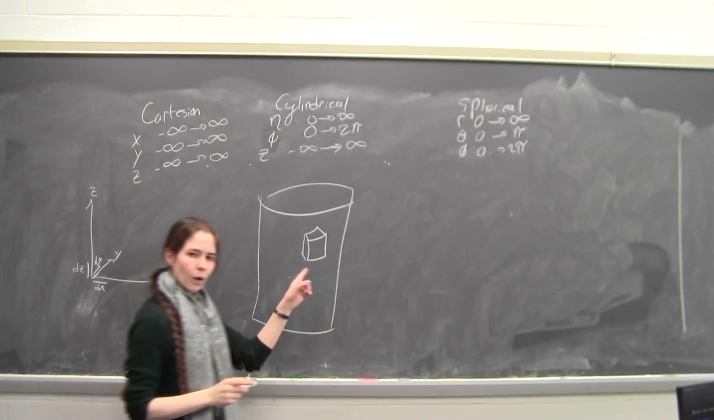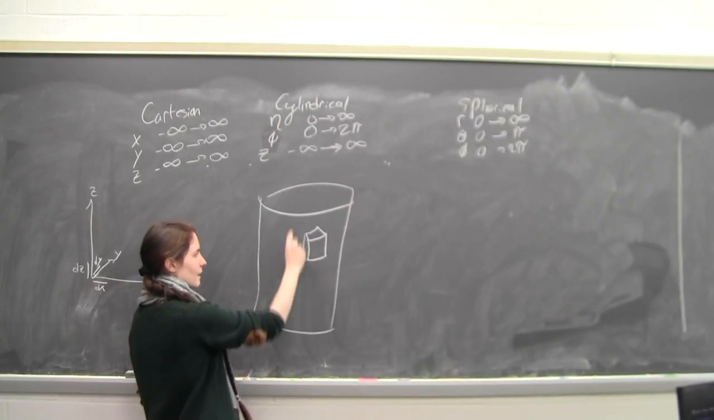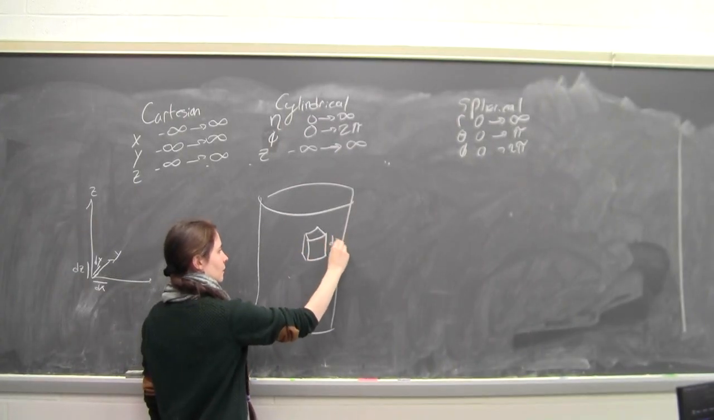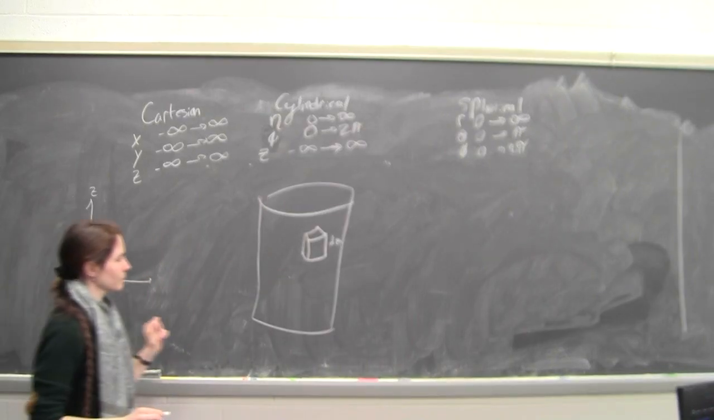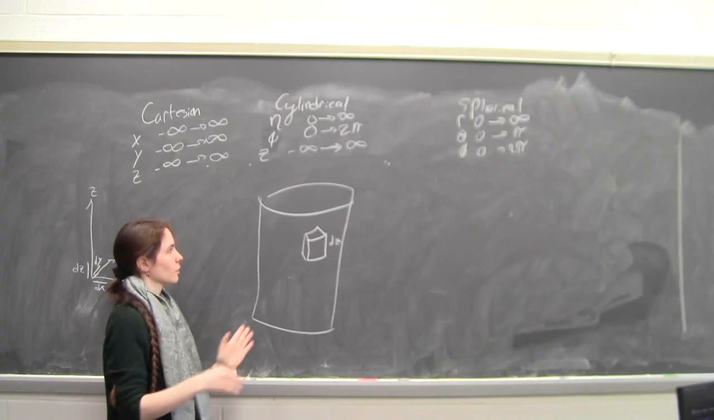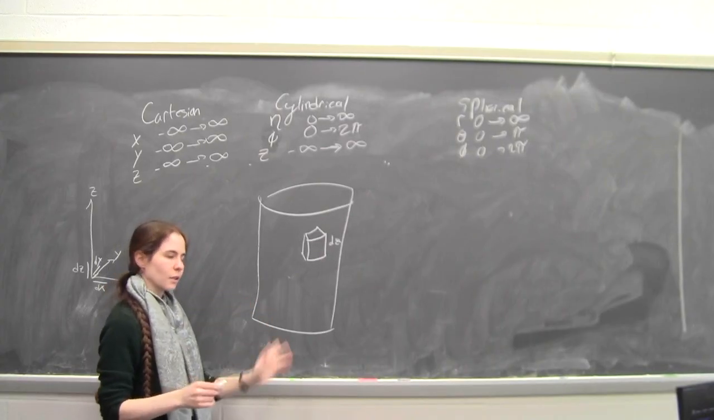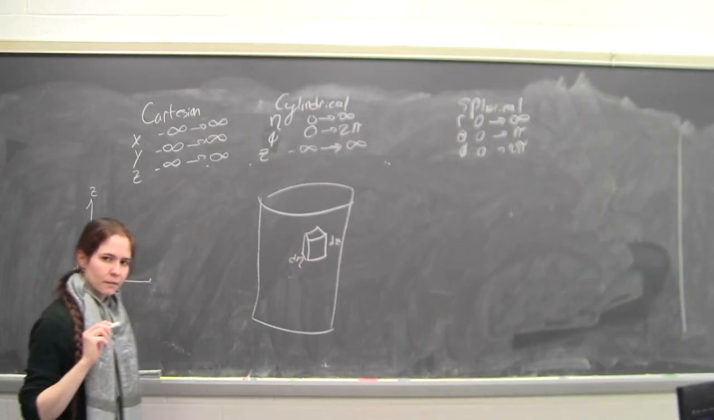So let's figure out what the lengths of this little cube are. Well, it's got some height, dz. That's just exactly the same as in the Cartesian case. And it's got some depth, like it's going into the cylinder. So if it's going into the cylinder, then its little bit of depth is going to be d eta.